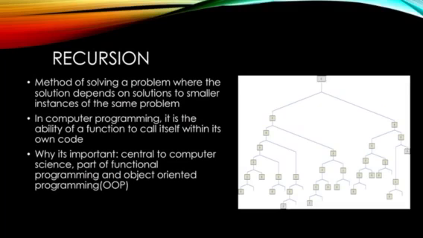So next is recursion, and recursion is a method of solving a problem where the solution depends on solutions to smaller instances of the same problem. In computer science, it is the ability of a function to call itself within its own code. Recursion is important because it is central to computer science, and it is also an important part of functional programming, as well as object-oriented programming.